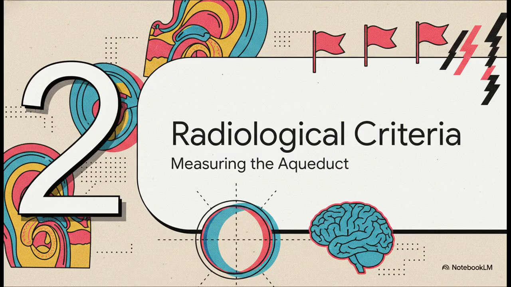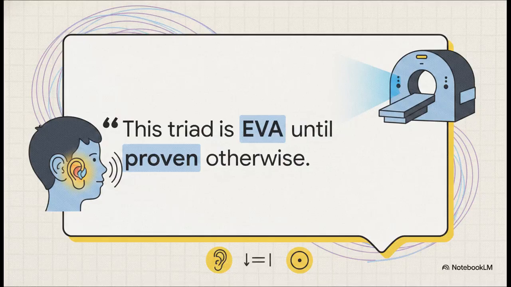Section 2, Radiological Criteria. Okay, I want you to literally burn this clinical pearl into your memory. If you have a child presenting with progressive sensorineural hearing loss, combined with an unexplained air bone gap and a perfectly normal tympanogram, you must image the temporal bones. This specific triad is EVA until proven otherwise. The literature clearly shows that failing to image patients presenting with this exact triad is the single most common diagnostic error in EVA. We simply cannot afford to miss this.